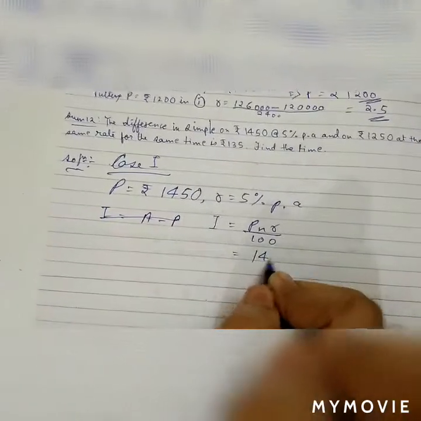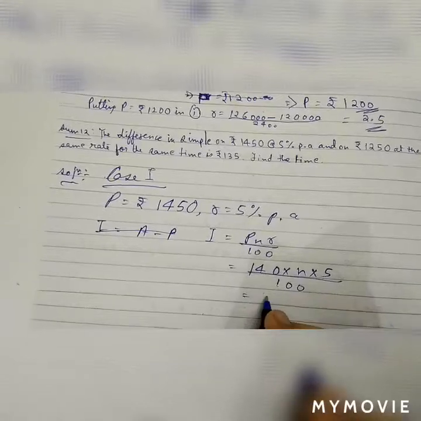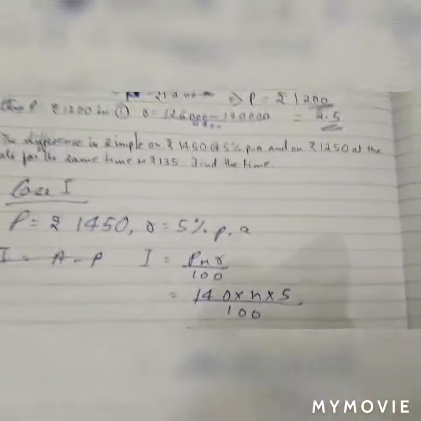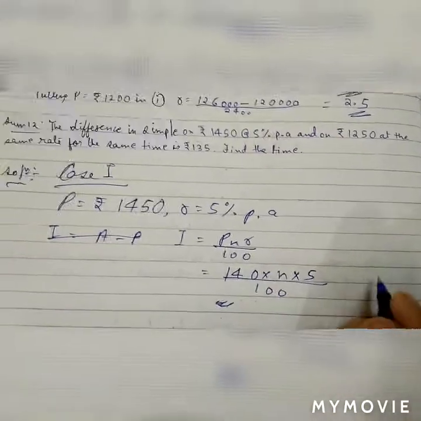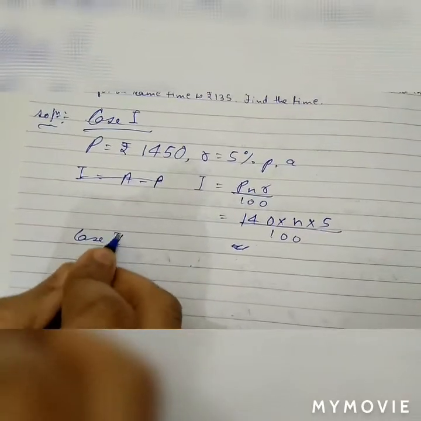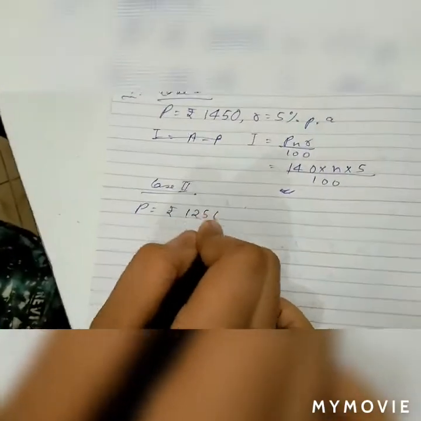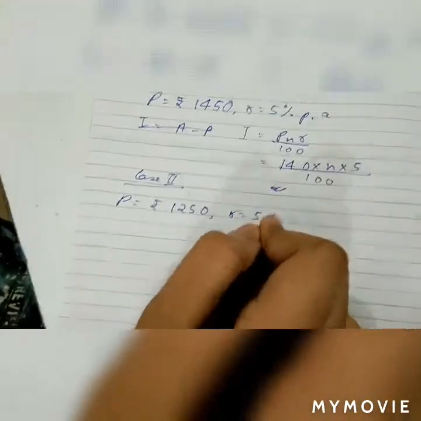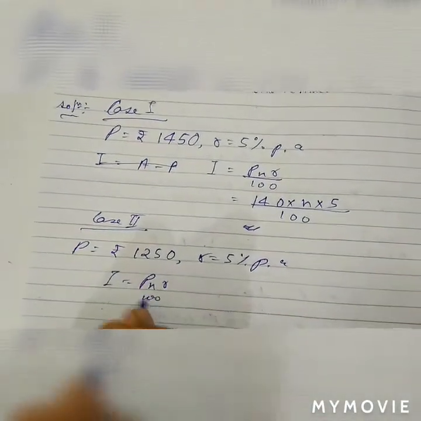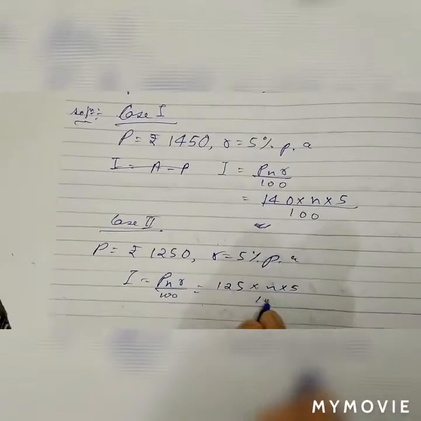I equals 1450 into N into 5 divided by 100. Keep it like this only. Case 2: P equals rupees 1250, R equals 5% per annum. I equals P into N into R divided by 100, that is 1250 into N into 5 divided by 100.